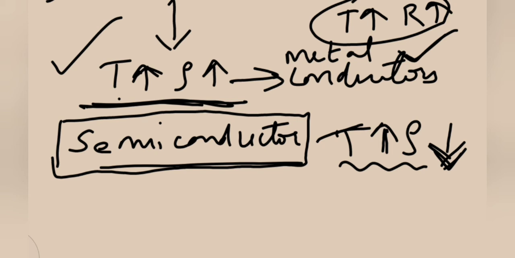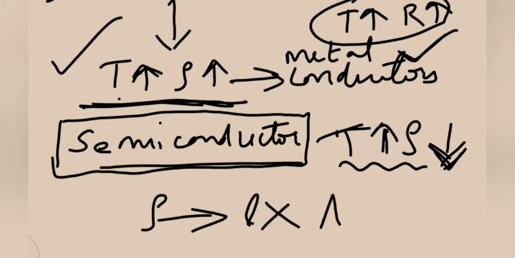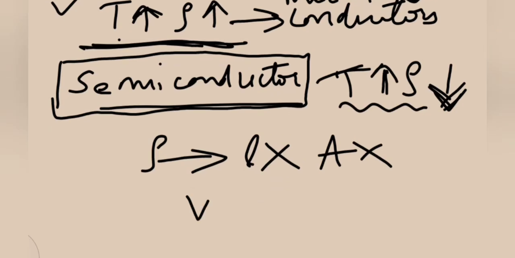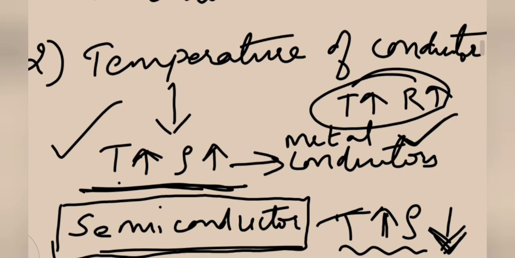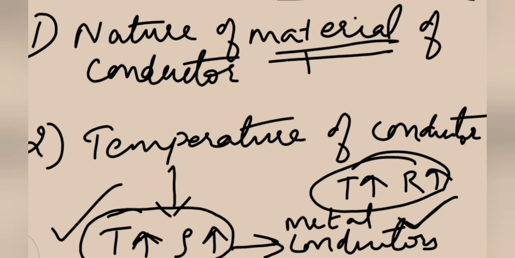As told earlier, resistivity has no dependence on length, area has no effect, and also the voltage or potential difference and the current will not affect the value of resistivity. That is, whatever voltage we apply or whatever current we apply, the resistivity of the material will not change accordingly. So the only two factors that will change the resistivity are the temperature of the conductor and the nature of the material of the conductor.